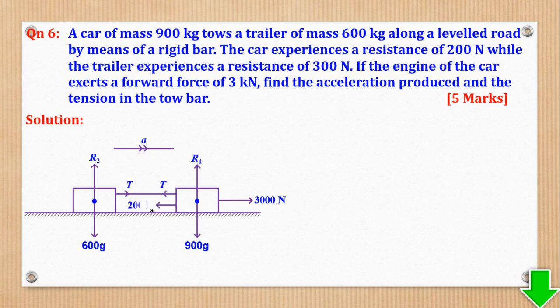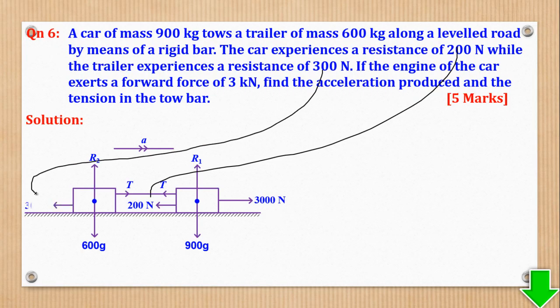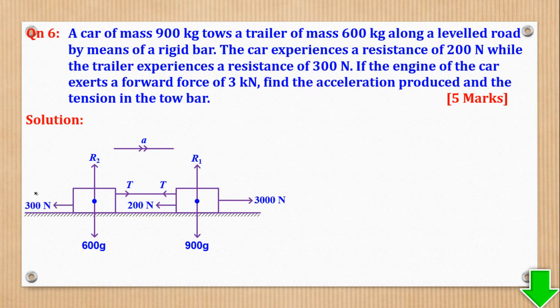Then I'll put the resistance on the car, which was 200 Newton. Then resistance on the trailer, which was 300 Newton. Yeah, I think I'm good to go. Now we can use F equal to MA.